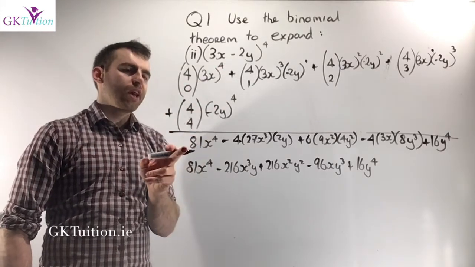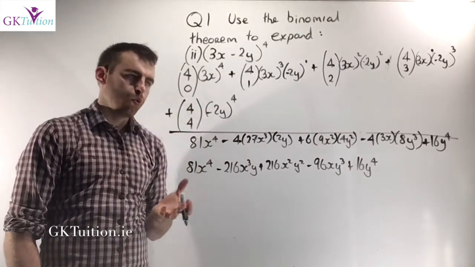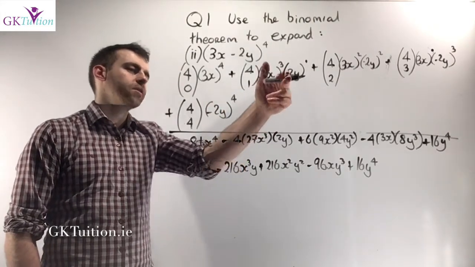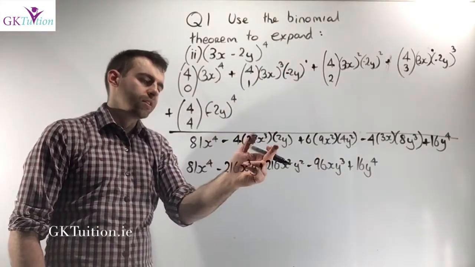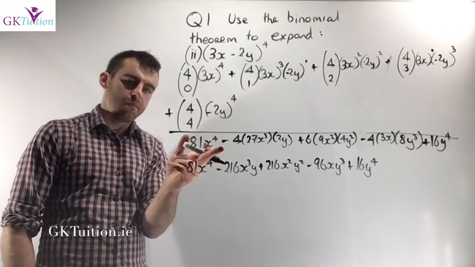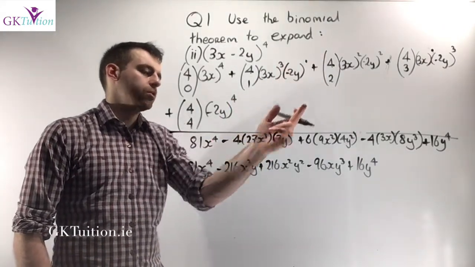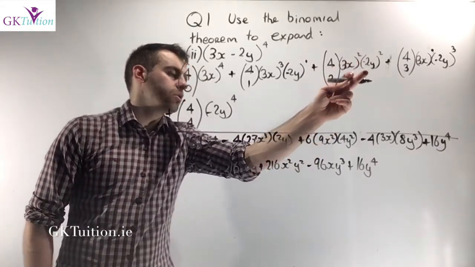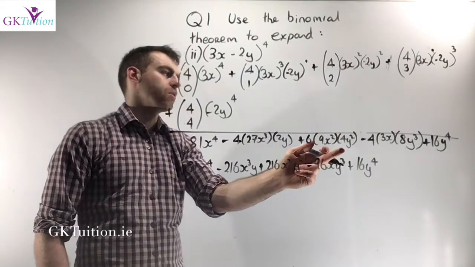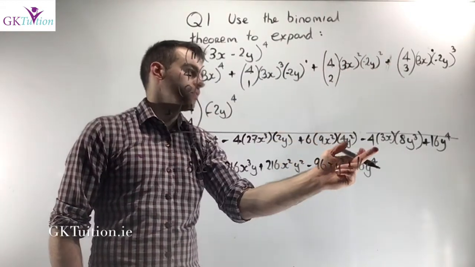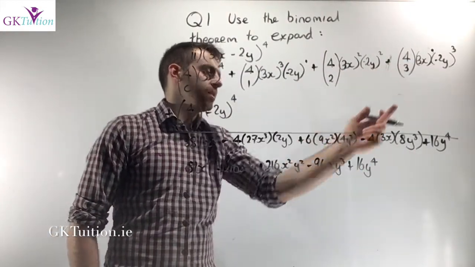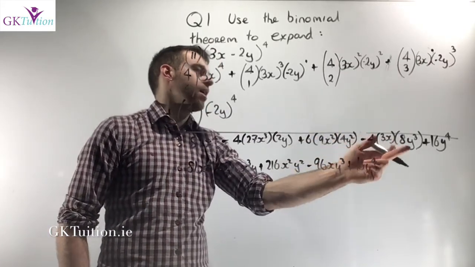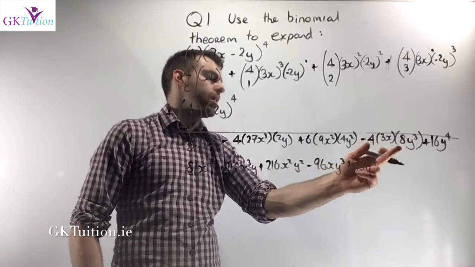3 to the power of 4 is 81, and 4 choose 0 is just 1. 4 choose 1 is 4, 3 cubed is 27, and minus 2y. I've just written this as 2y, but minus by plus gives me a minus. Here I have 4 choose 2, which is 6, 3 squared is 9, and minus 2y by minus 2y gives me plus 4y squared. 4 choose 3 is 4, 3 minuses in this case has made this become a minus. 3x is just 3x, and minus 2 by 2 by 2 gives me 8y cubed.